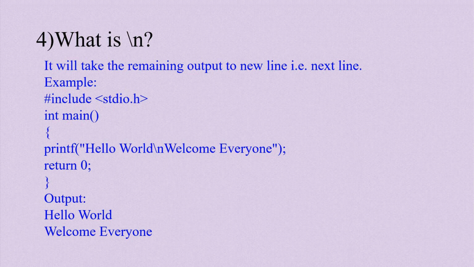Now as you can see in the output, hello world is on the first line, and we go directly to the next line because of \n, and the next part of the output, that is welcome everyone, is printed.